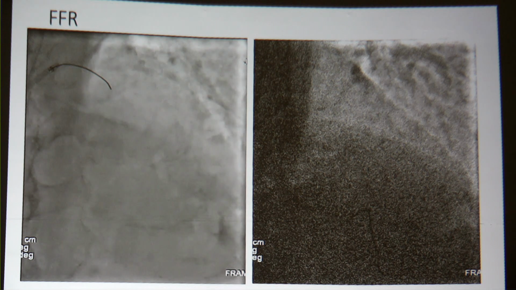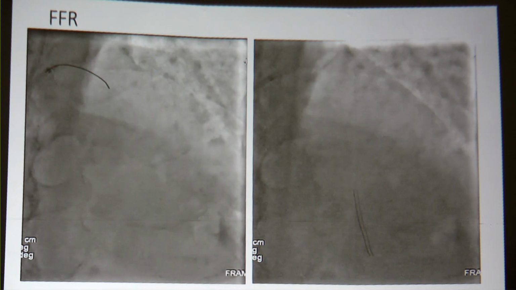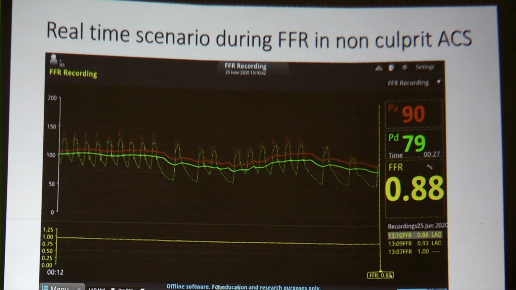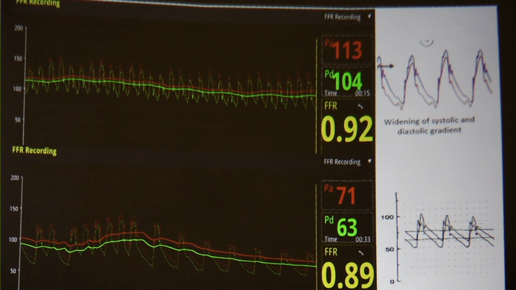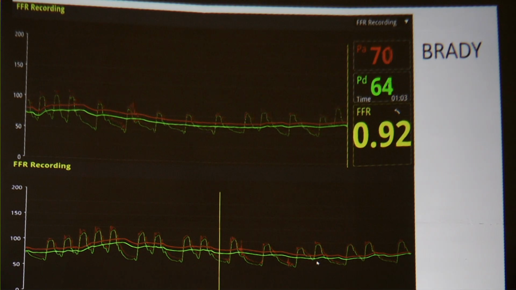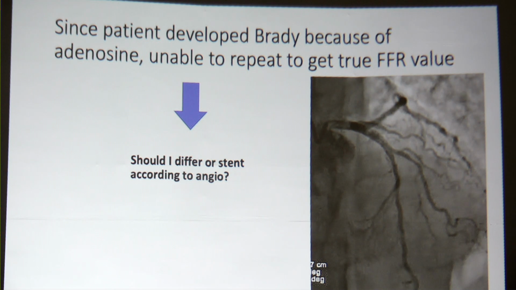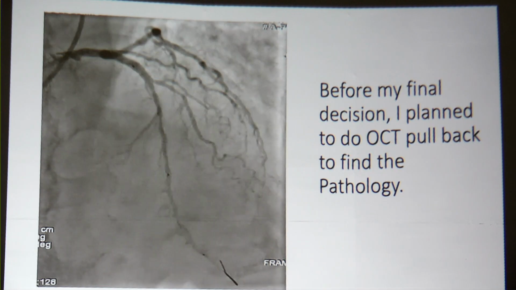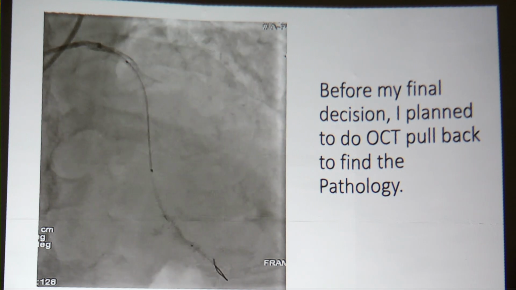So beyond that, what is it? See, actually FFR was done. We couldn't complete the FFR because he had some bradycardia, but still FFR was negative. And then RFR also was negative in this patient. Beyond this, should we stop here or do something else is always a question in acute coronary syndrome, especially when treating non-culprit lesions. And what I thought is, okay, anyhow I have an OCT, let me do an OCT. So OCT was done for this patient here. And look at the OCT finding.